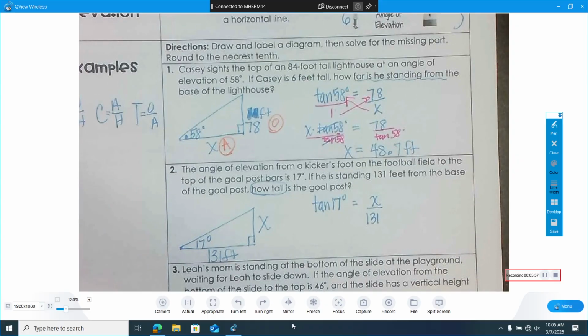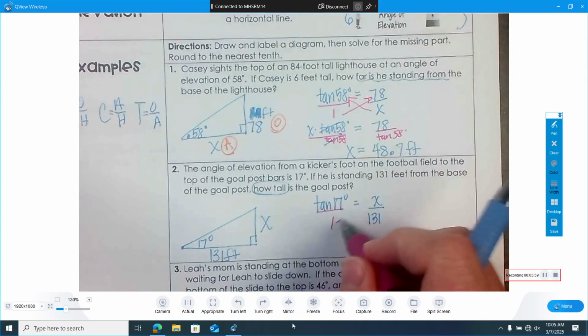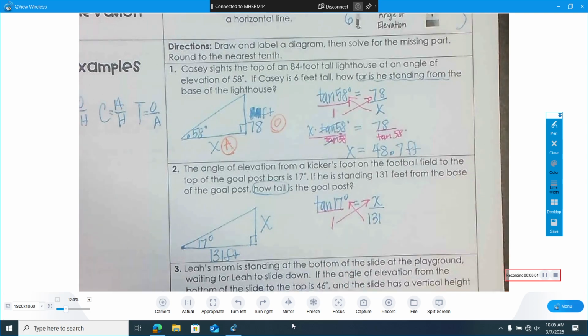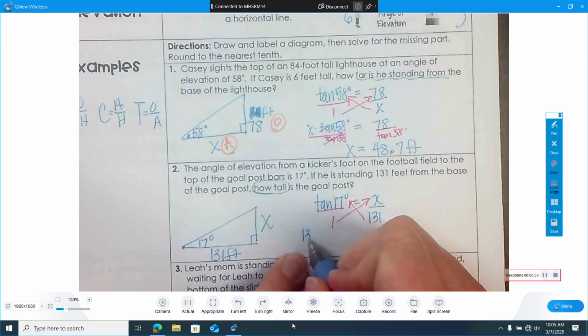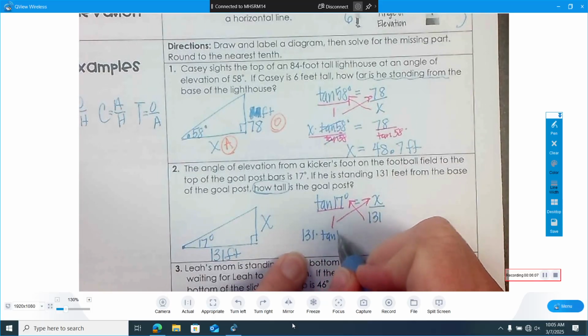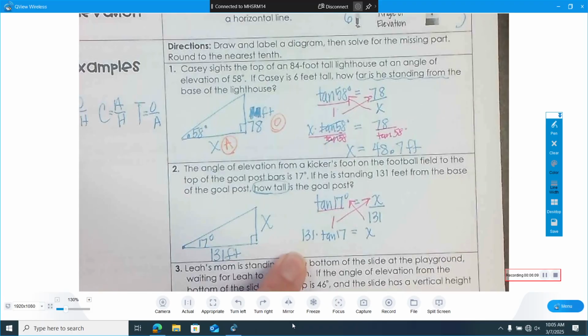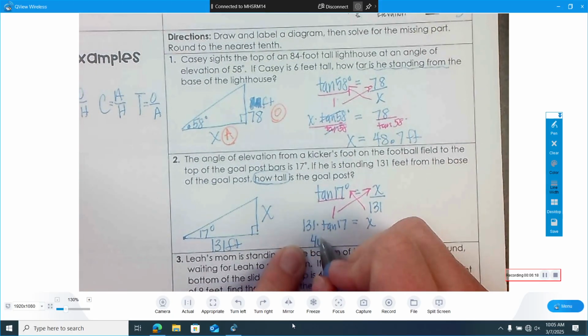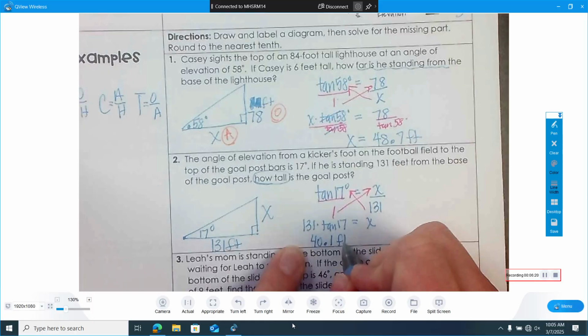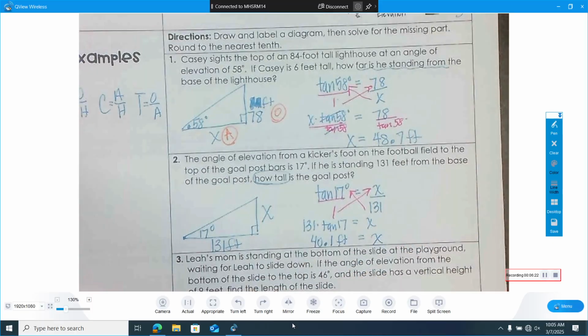How do we solve? 131 times the tangent of 17 equals 1 times x, which is x. And we just get to plug that right into our calculators. What do you get when you plug that in? 40, thank you, 40.1, and we're talking feet here. So that height of the goalpost is 40 feet tall? That's pretty tall, yeah.